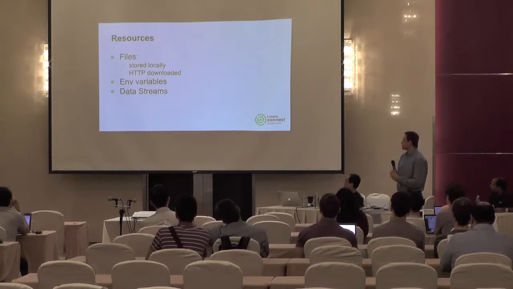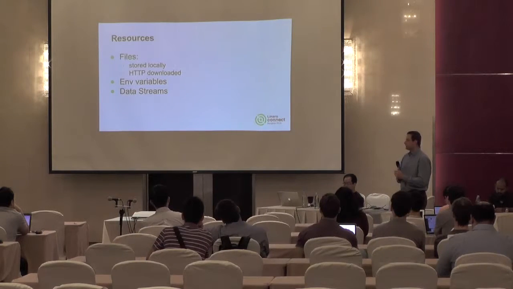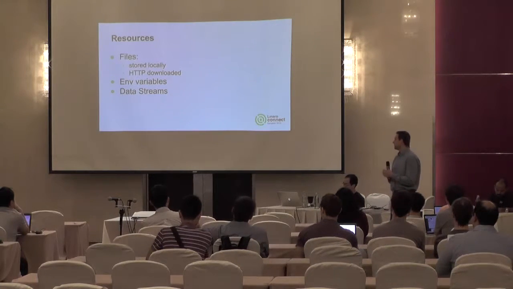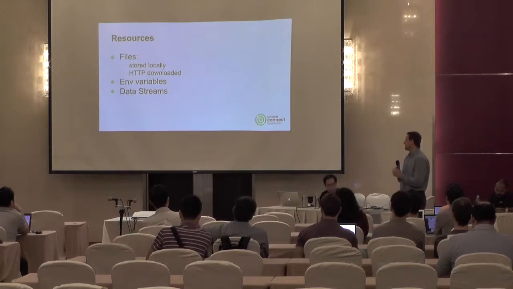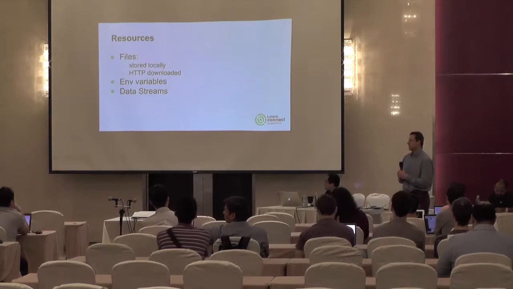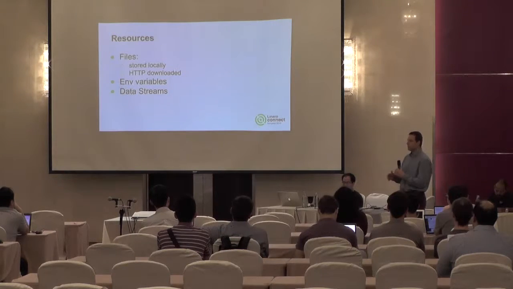And the resources. So wherever Workload Automation needs something, it will be defined as a resource. So it can be an environment variable. It can be a data stream. It can be a file or APK. So those are all resources, and they can be either stored locally or hosted somewhere. So Workload Automation in the runtime will download your APK from some host and use it for running the workload.